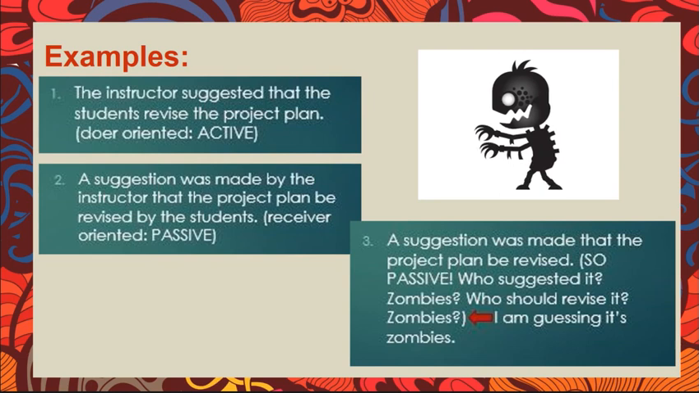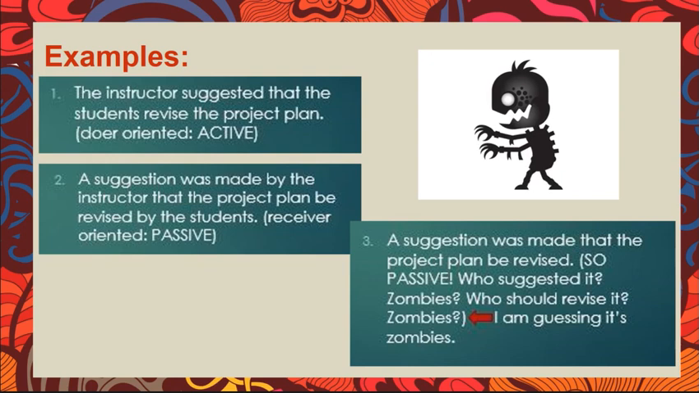If we were to write this sentence in a passive voice, it would reverse its order. A suggestion was made by the instructor that the project plan be revised by the students. Verb, subject, object, verb, subject, instead of subject, verb, object. The instructor suggested that the students revise the project plan turns into a suggestion was made by the instructor that the project plan be revised by the students. That's very tangly. We could go even more passive and leave out who suggested it. So a suggestion was made that the project plan be revised.